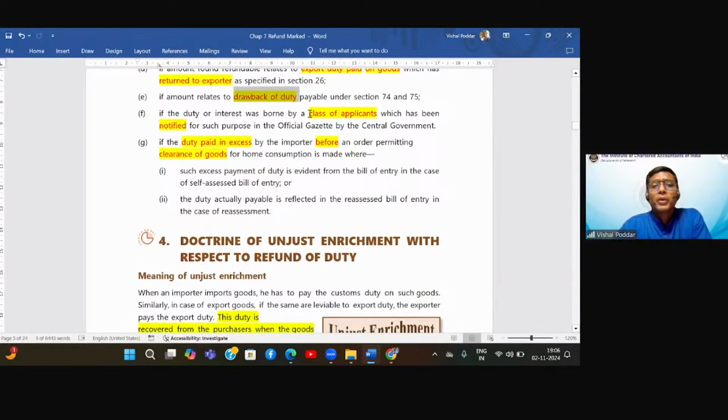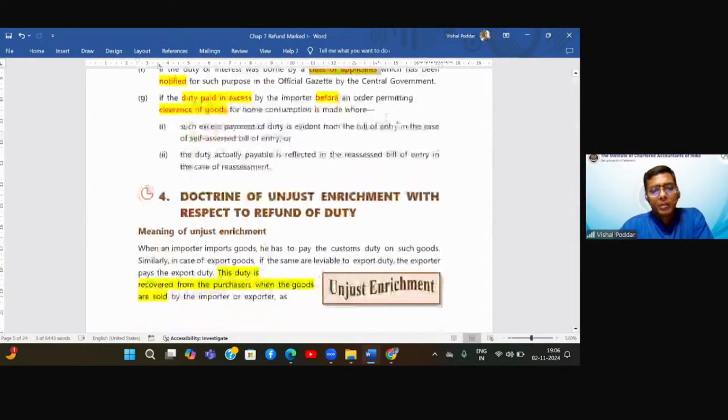Then the next point says that there may be certain specific categories of applicants which are notified by the central government, for whom the refund will always be given to them and it will not be transferred to the consumer welfare fund. Generally, these include trusts, and these include government organizations. So wherever they are applying for refunds, it is presumed that here duty incidence is not passed, and hence they are always getting the refund.